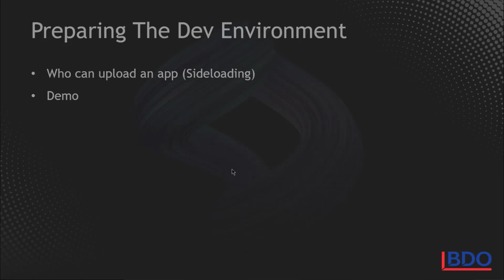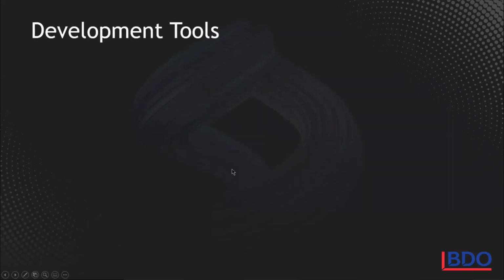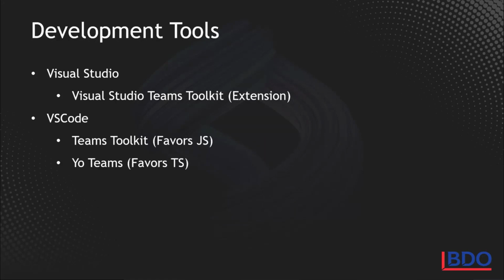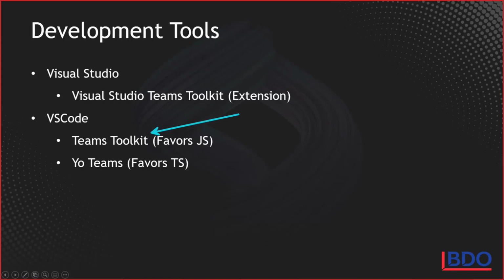Okay. So now the development tools that we have in order to develop Teams applications. What do we have? We have Visual Studio itself, and with Visual Studio, we'll need to have the Visual Studio Teams Toolkit extension. This is an extension that we can use in order to develop applications for Microsoft Teams. We can use VSCode, and we have two ways in order to develop applications with VSCode. We can use the extension for the Teams Toolkit, which favors JavaScript. So not all the applications that we build with the Teams Toolkit would support TypeScript. That's why it favors JavaScript.